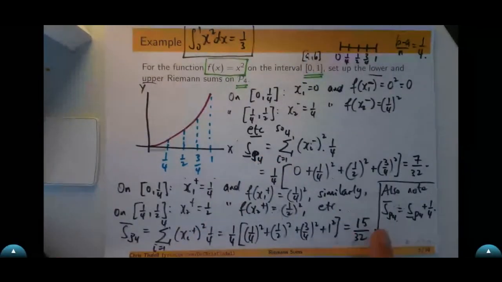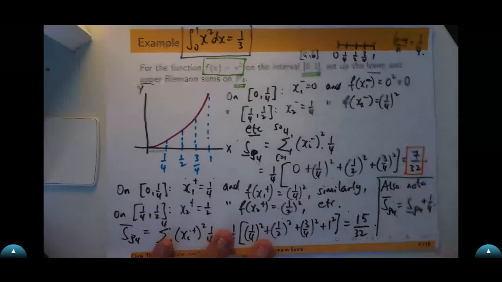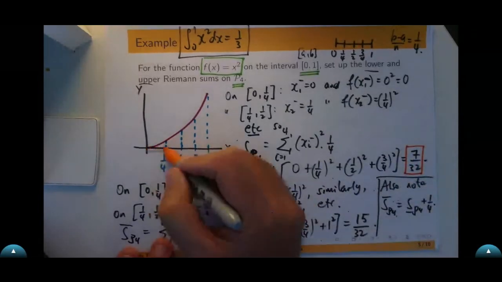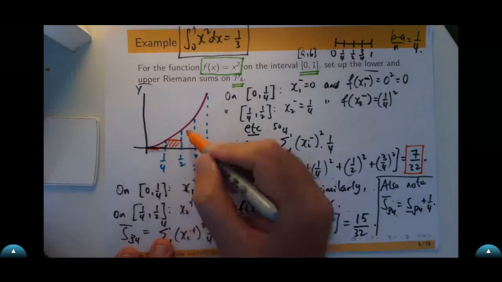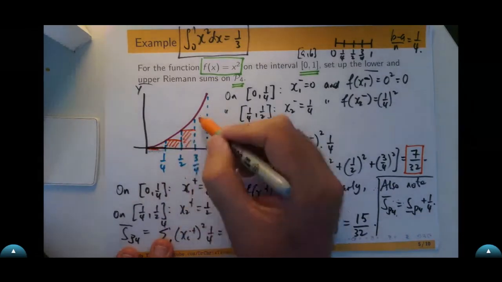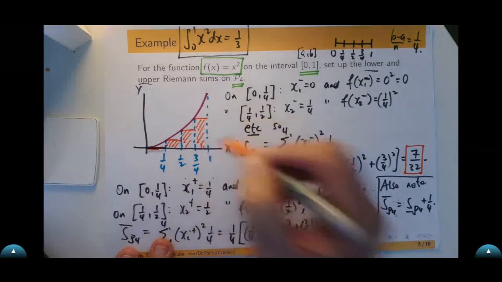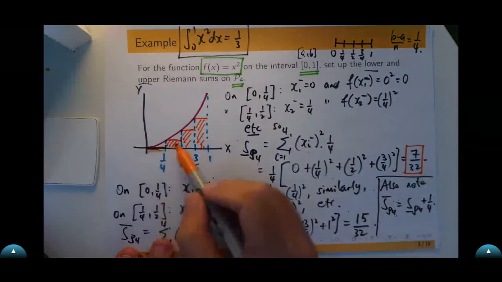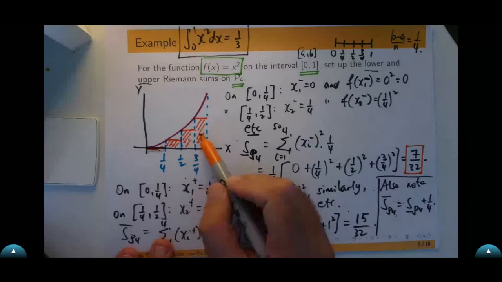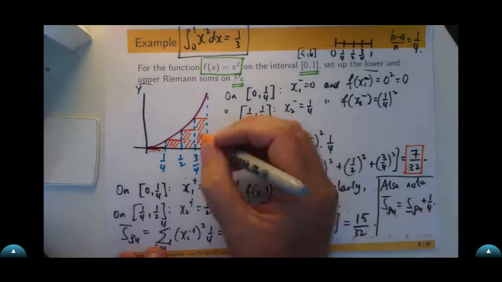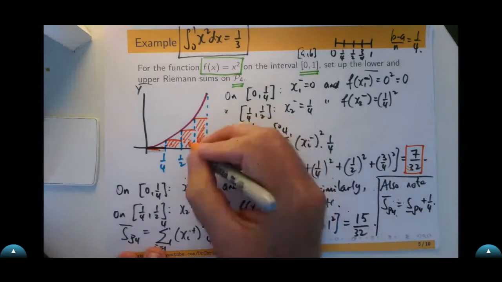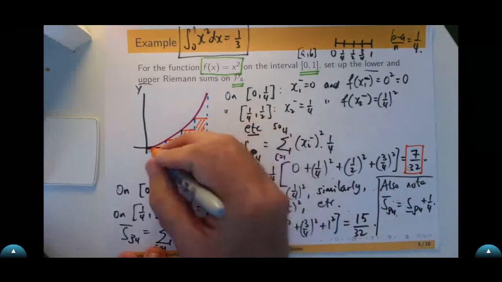Now you could say, well, what have we actually calculated there? Well, I'm glad you asked. Let's look at this. What does this actually represent? Well, you've got a rectangle with 0 height, a rectangle with that height, a rectangle with that height, and a rectangle with that height. So this is that area plus that area plus that area plus that area. Okay, that's what this actually is. It's just a sum of rectangle areas.